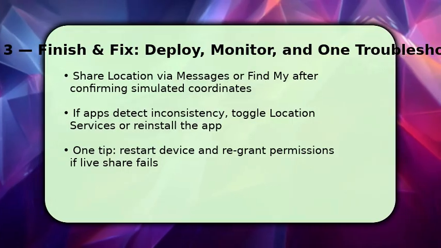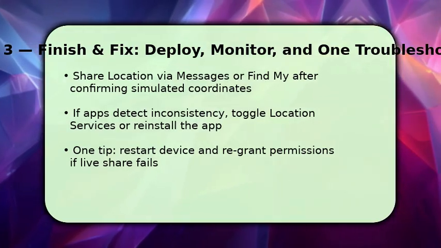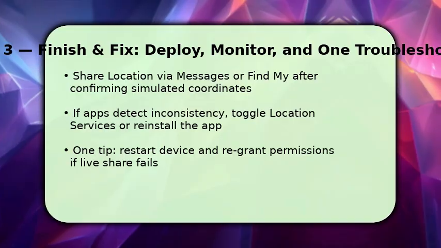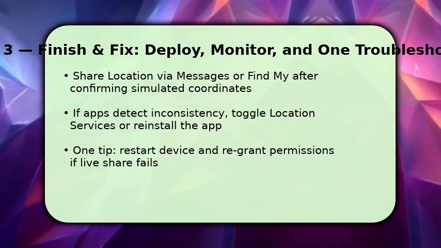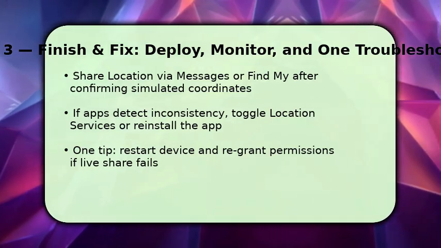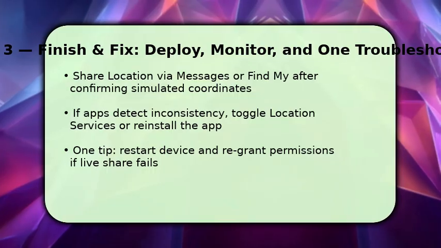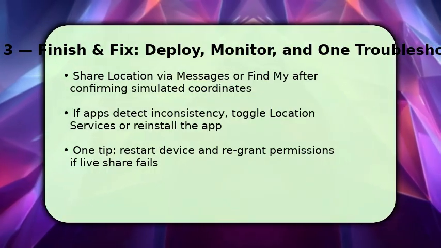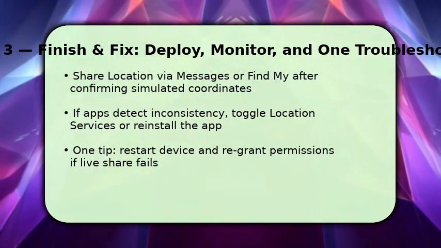If an app detects inconsistencies and falls back to real GPS, try toggling location services off and on, restart the spoofing app, or reinstall it. If problems persist, reboot your iPhone and regrant permissions. This often resolves background update or permission conflicts quickly.